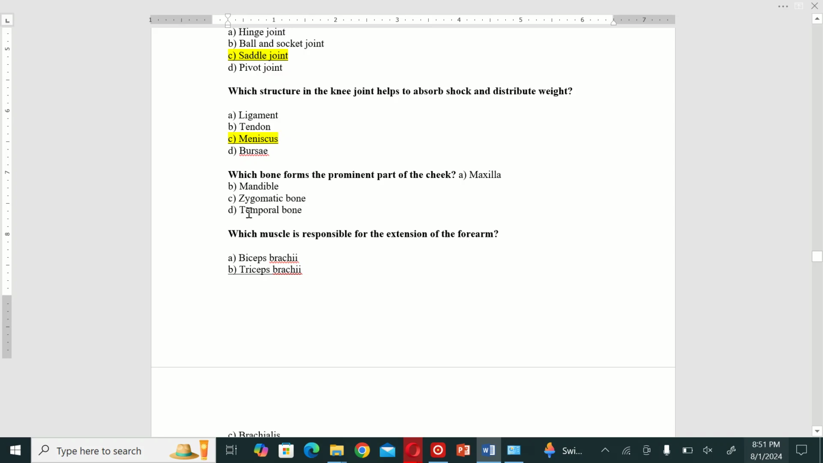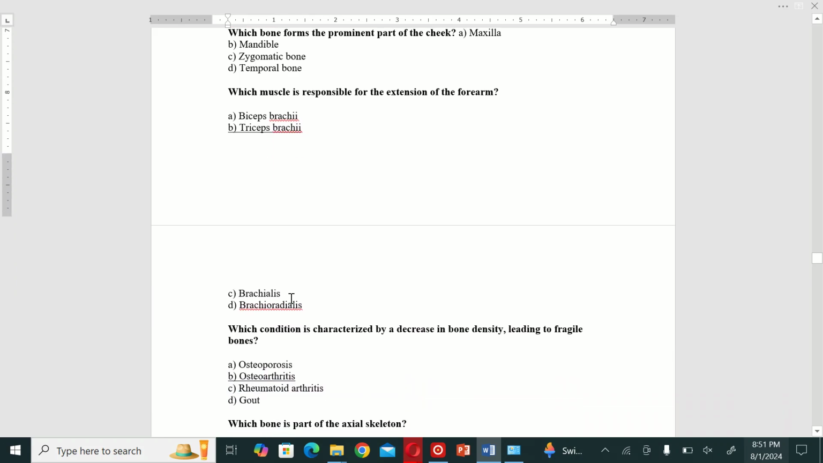The next MCQ is: which muscle is responsible for the extension of the forearm? A. Biceps brachii, B. Triceps brachii, C. Brachialis, and D. Brachioradialis. So the correct option is B.